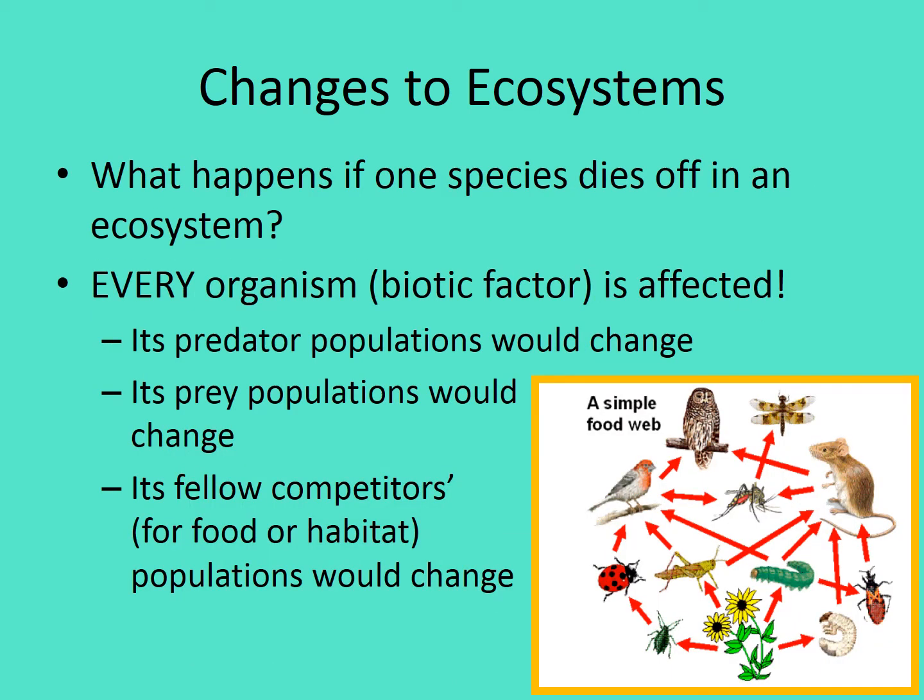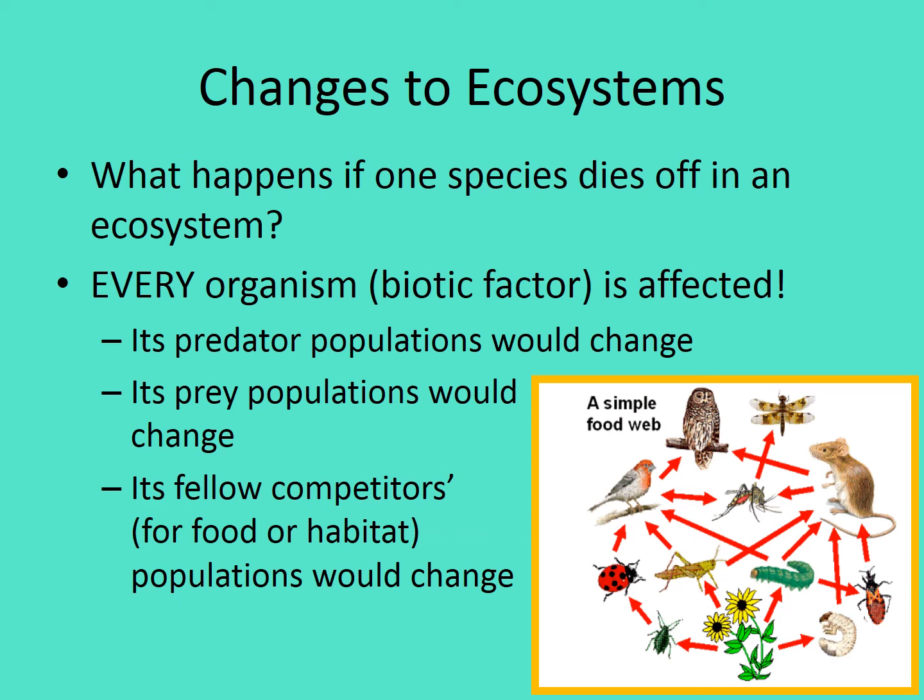If a species dies in an ecosystem, every other organism is affected. Now, some of them are going to go up, some of them are going to go down, but all of them are affected. So if we lose, say, the caterpillar in that food web, all the predator populations are going to have to change because now they've lost one of their food sources. The prey population is going to change. So how are those flowers going to be affected?